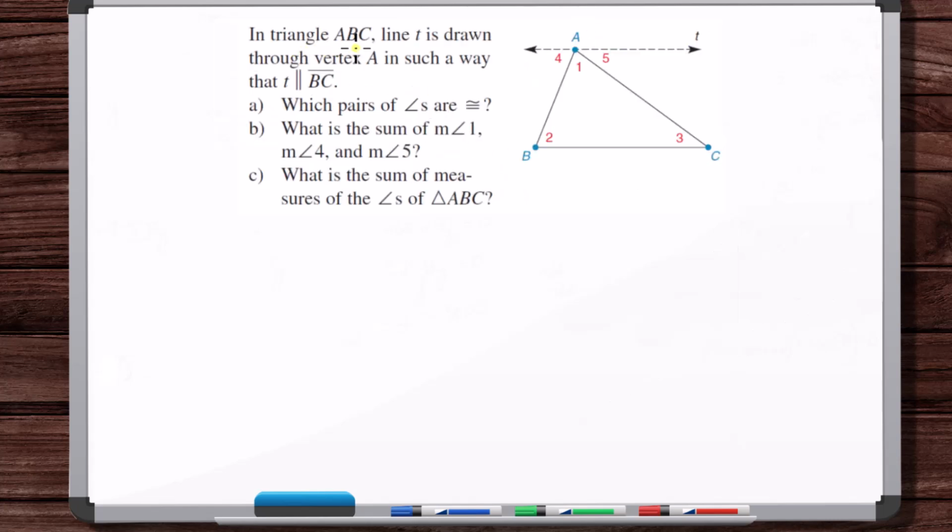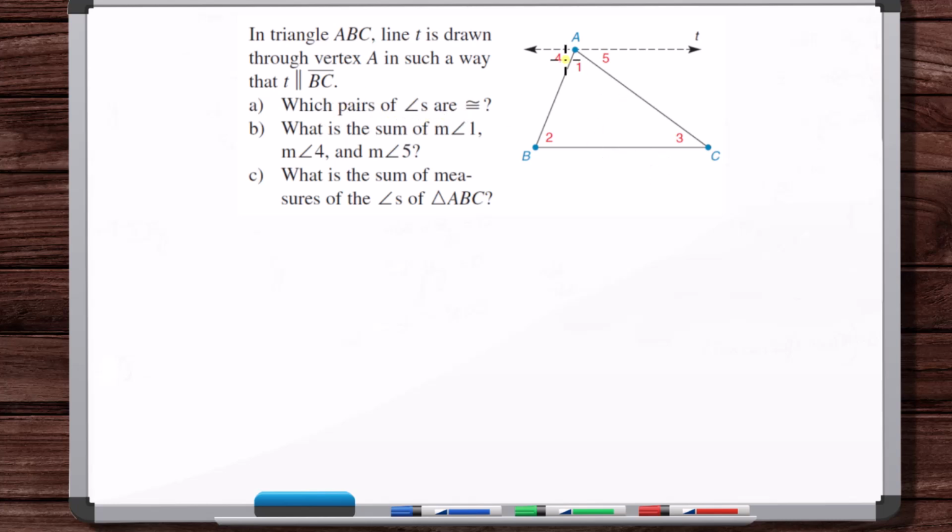All right, in triangle ABC, line T is drawn through vertex A in such a way that T is parallel to BC. Okay, so you get this triangle ABC, T is drawn so that it goes through vertex A, and then it's parallel to BC. Which pair of angles are congruent?